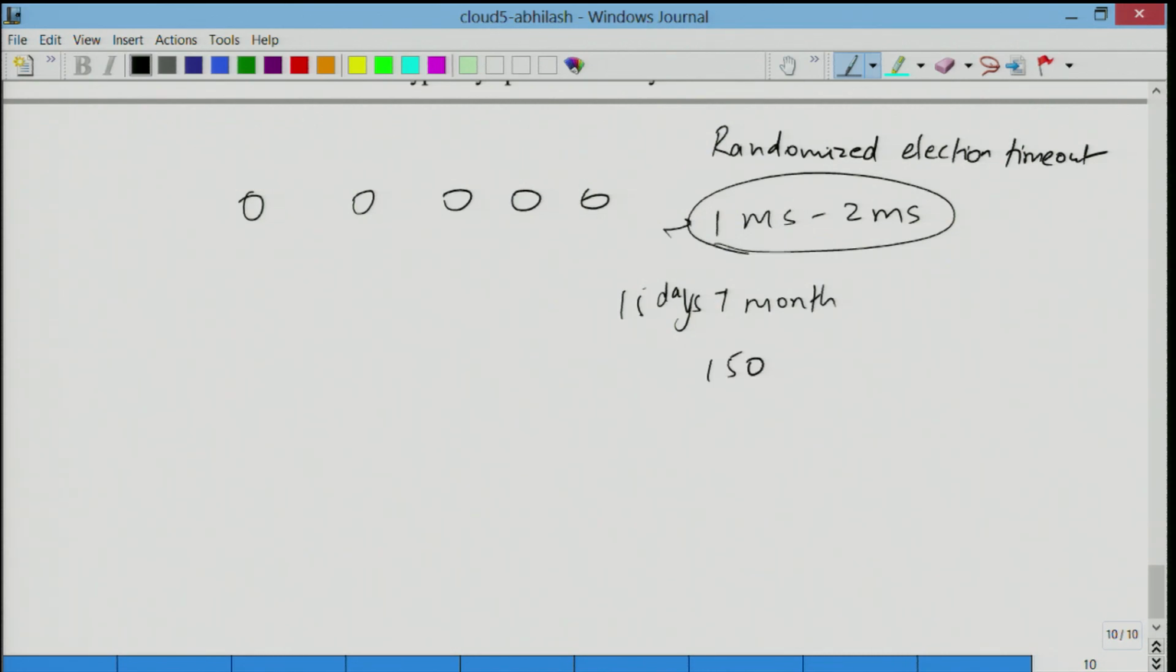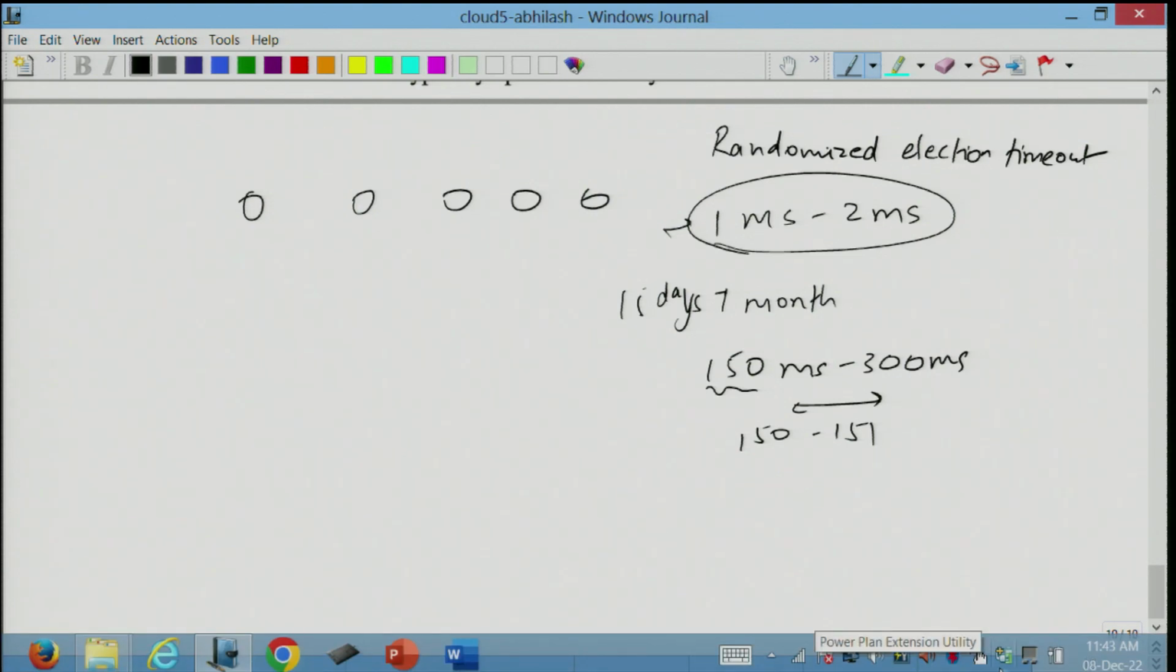So the paper proposes a randomized election timeout between 150 milliseconds and 300 milliseconds, right? You want to cover RTTs, so you don't want to declare the leader dead even though they are alive. So you want the lower range to be higher than the RTT. And you want to create some leeway so that split votes don't happen too much, right? If this was 150 to 151, we might continue to get split votes.